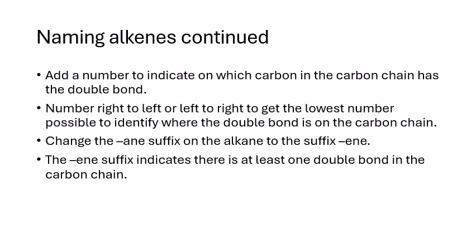Naming alkenes continued. Add a number to indicate which carbon in the carbon chain has the double bond. Number right to left or left to right to get the lowest number possible to identify where the double bond is on the carbon chain. Change the ane suffix on the alkane to the suffix ene. The suffix ene indicates there is at least one double bond in the carbon chain.